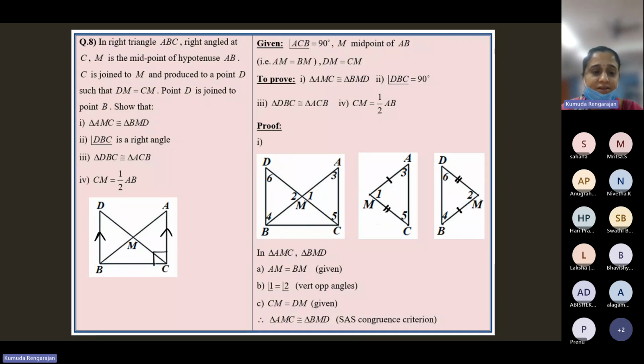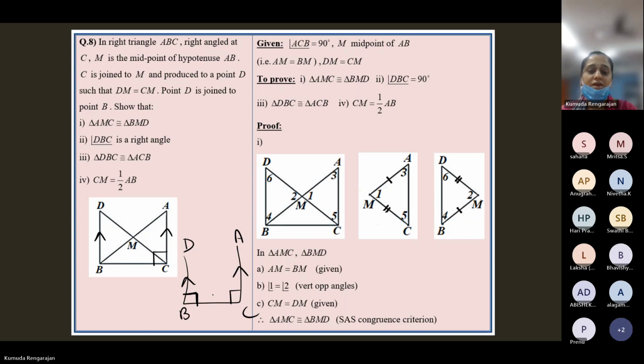And this is 90 degrees. So see here, DB is parallel to AC, and this is 90 degrees. Now these two angles are co-interior angles. Co-interior angles are supplementary, so if this is 90, this is also 90. Therefore, angle DBC is equal to 90 degrees.